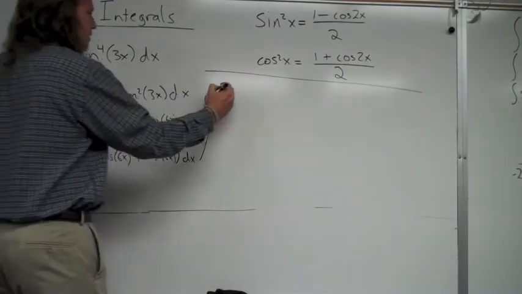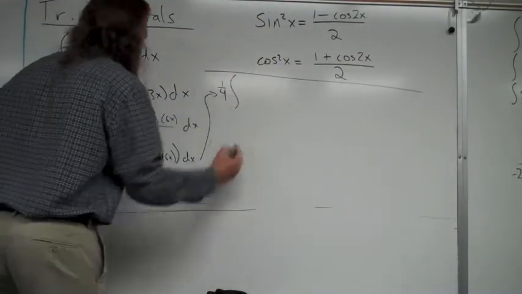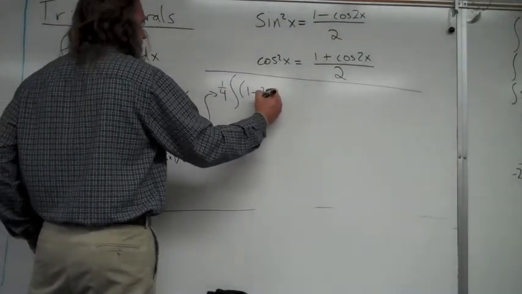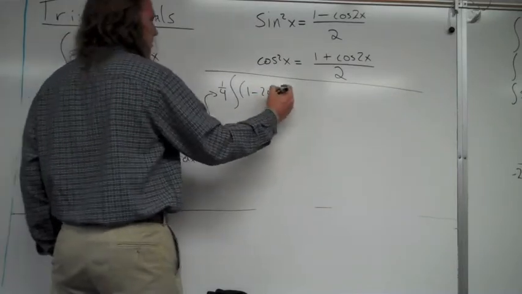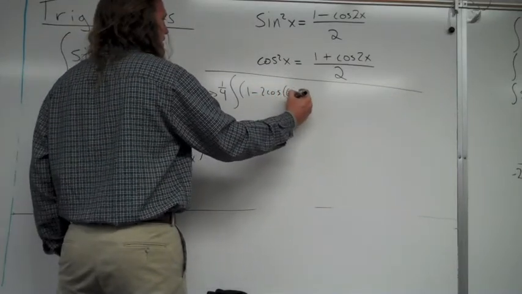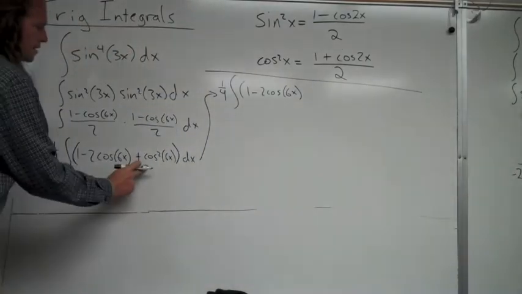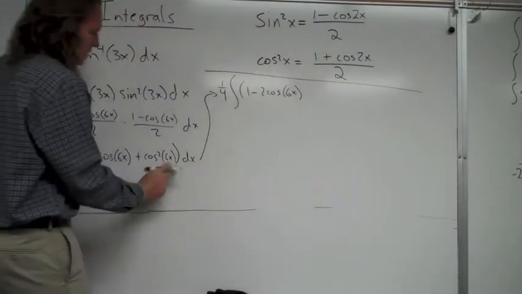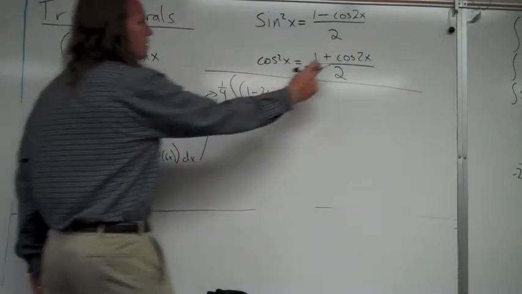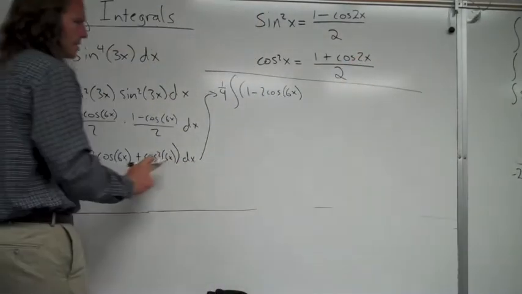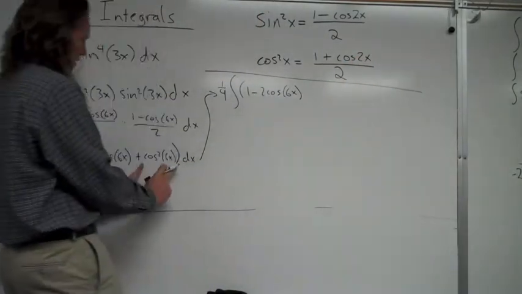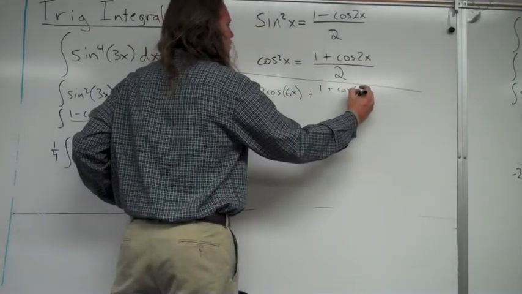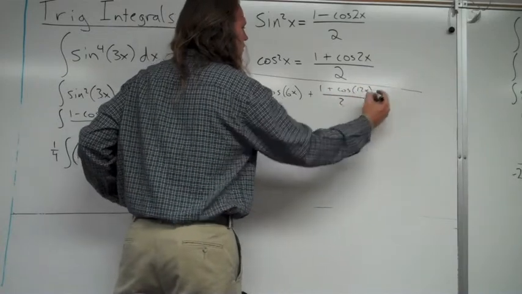So it's going to be the 1/4 I'll keep outside, times the integral of, the first couple terms are going to stay the same, 1 minus 2 cosine of 6x. And then instead of writing cosine squared of 6x, I'm going to replace it here, and again, same idea. Here it's x, well here in place of x it's 6x. So where this is 2 times x, now this will be 2 times 6x, or it will be 12x. So I'm going to place that, where I see this, it will be plus 1 plus cosine 12x over 2.